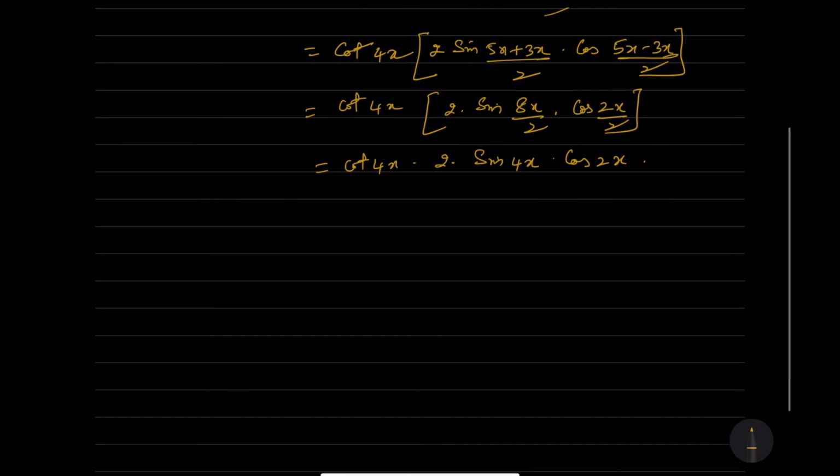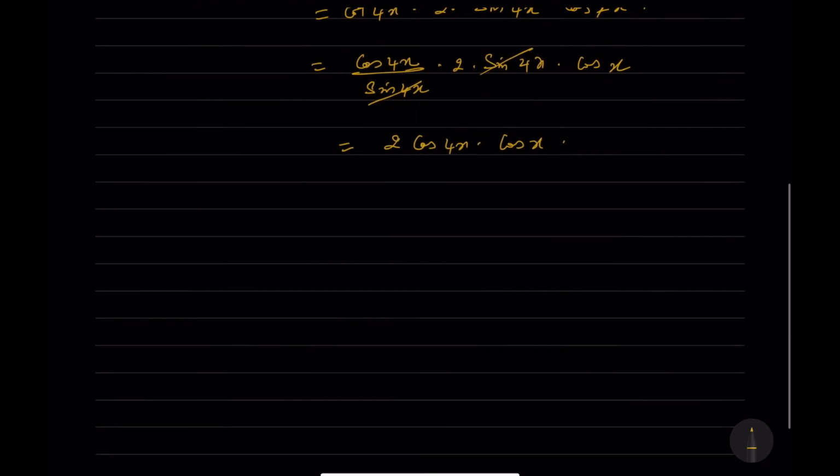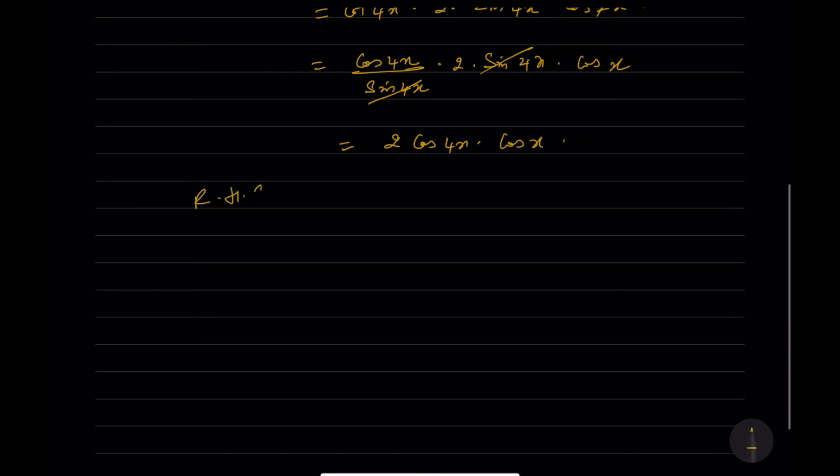So this can be written as cos 4x by sine 4x into 2 into sine 4x into cos, here 2x means here this becomes x, I'm sorry, because 2 will get cancelled and here it is 4, so this becomes only x over here. So sine 4x and this will get cancelled, so we are getting it as equal to 2 cos 4x into cos x. Now going into the right hand side, what is the right hand side given to us?